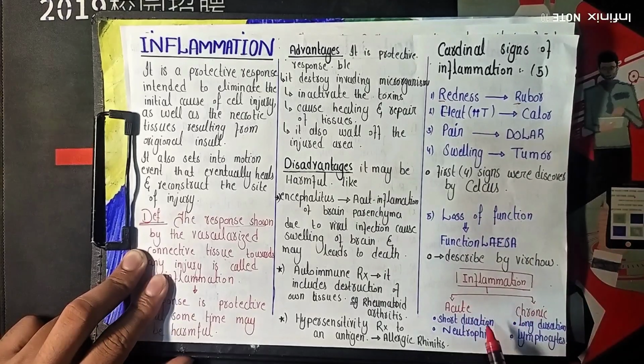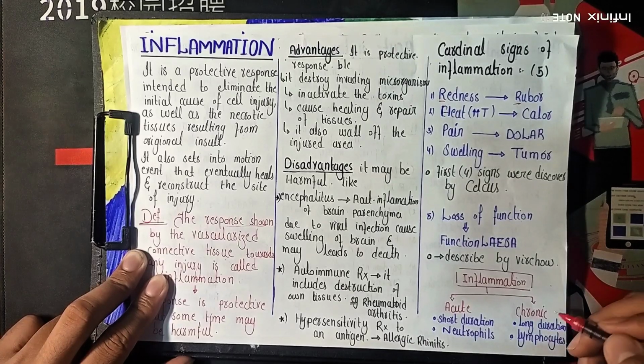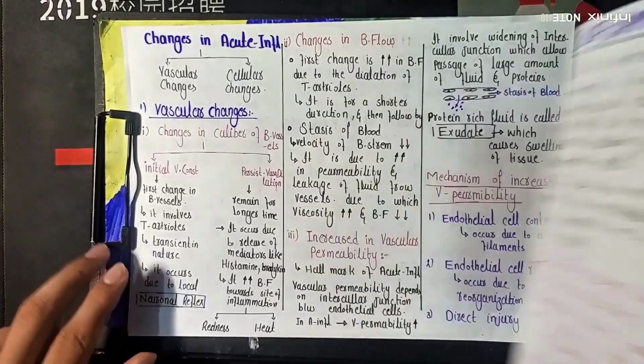अब बात करते हैं about the types of inflammation. So the inflammation may be acute or may be chronic. The acute inflammation is of the short duration, and the predominant cells in the acute inflammation are the neutrophils, which have the multilobed nucleus. And the chronic inflammation, which is of longer duration, and the cells involved in chronic inflammation are the lymphocytes, which have a unilobed nucleus.